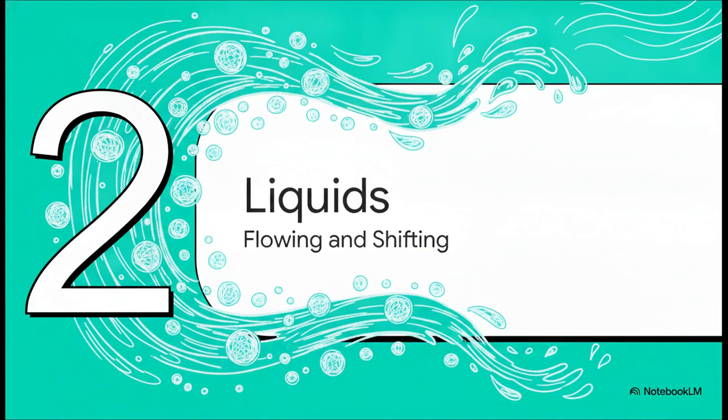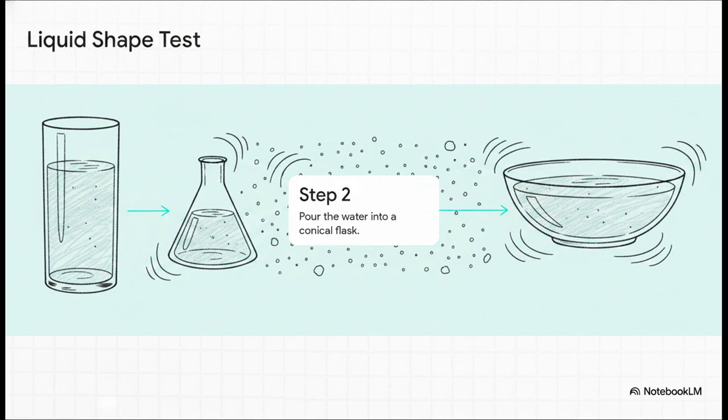Section 2. Liquids, flowing and shifting. Now, let's see what happens when we observe a simple transfer of liquid between differently shaped containers to solve our initial mystery of flowing water. Picture this. We start with exactly 200 milliliters of water in a tall, straight glass. If we carefully pour it into a triangular conical flask and then dump that same water into a wide, flat bowl, what actually changes? Well, the volume stays exactly the same.